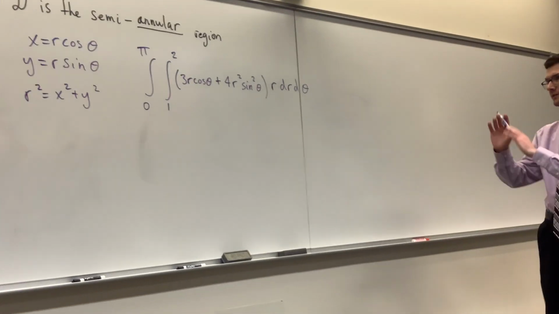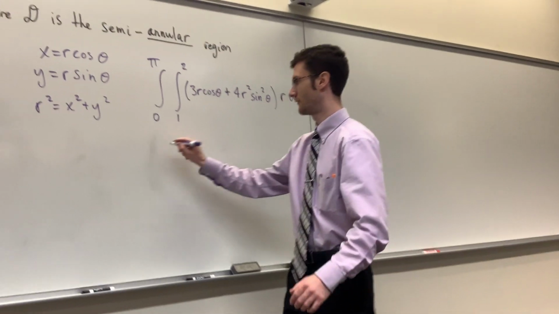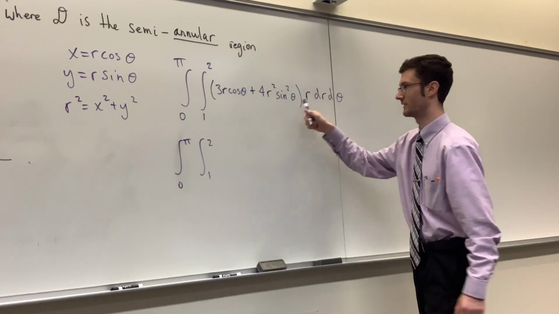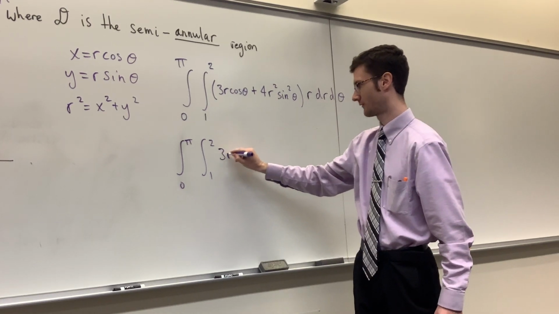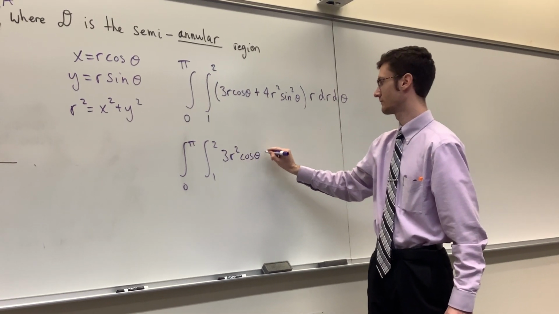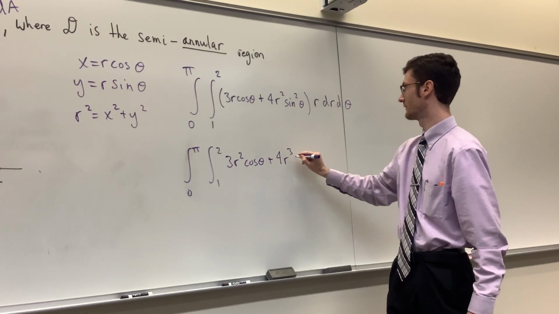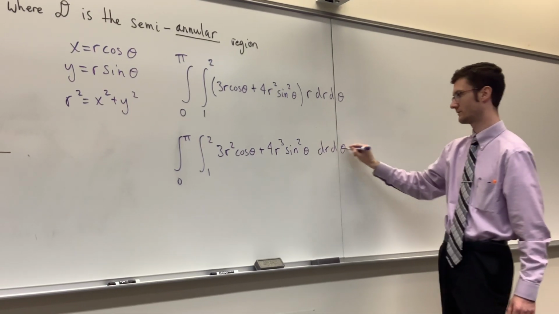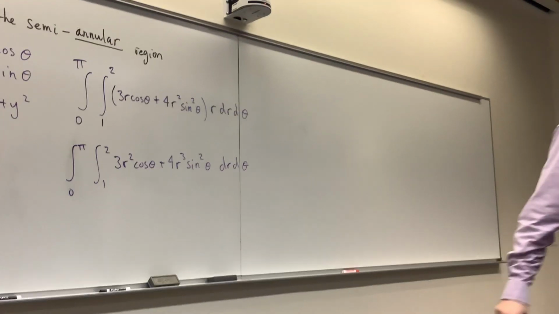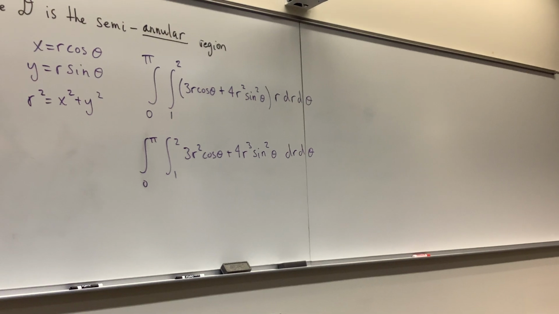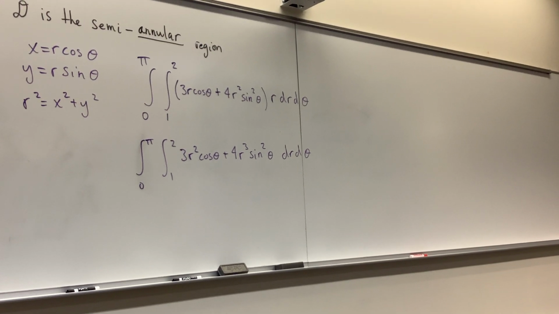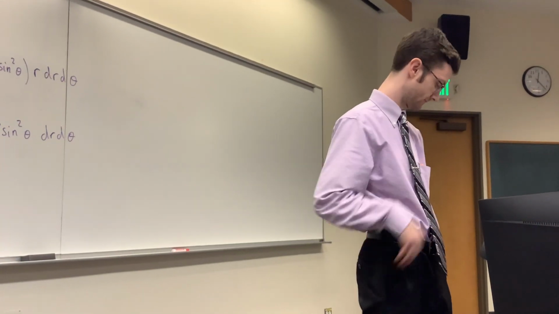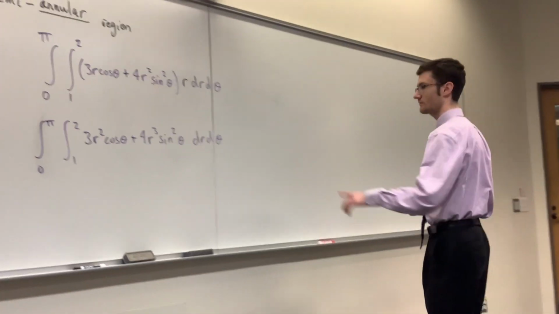And now you just carefully do this out. So let's just bring the r in: 3r squared cosine theta plus 4r cubed sine squared theta, dr d theta. Okay, now I actually am going to carry out the integration here. So let's do I1.